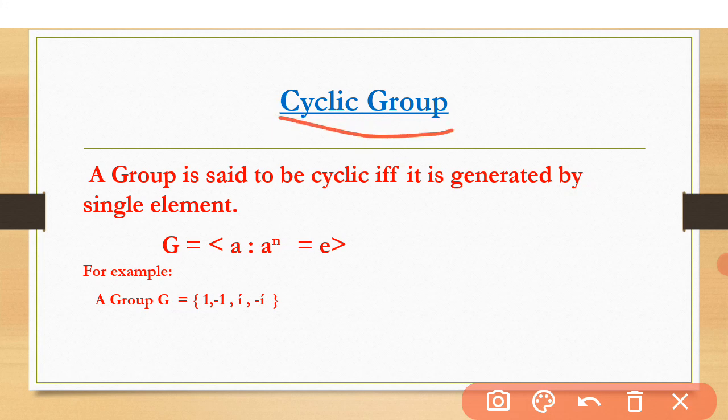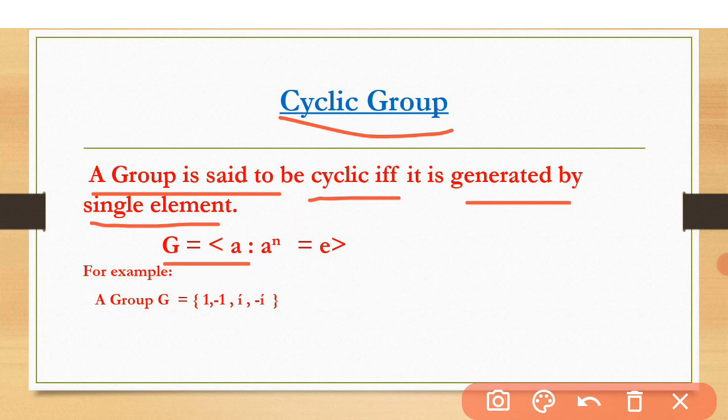Cyclic group. A group is said to be cyclic if and only if it is generated by a single element. If any group is generated by a single element, it is called a cyclic group. It means that all the elements of that group can be generated by a single element, then that element is the generator of the group, and that is called a cyclic group.